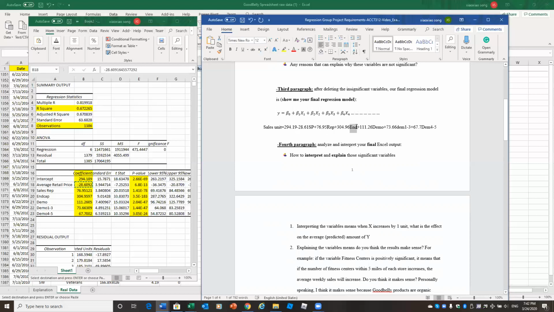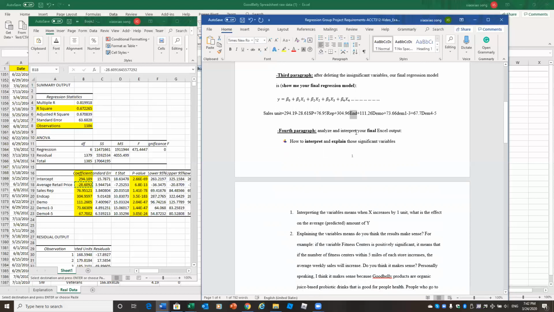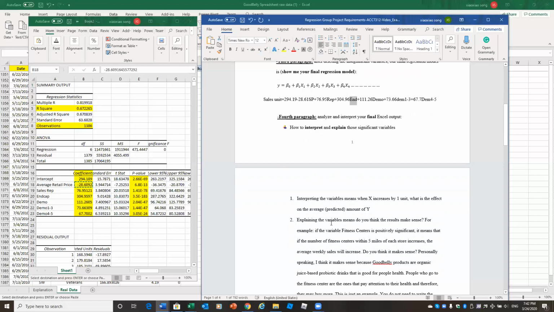When there is and cap, compared with no and cap, your predicted sales will increase by 304.96 units. Okay, I'm not going to repeat, so make sure you write it. Let me know if you have any question about dummy variable or you have any concern with interpreting the coefficient.